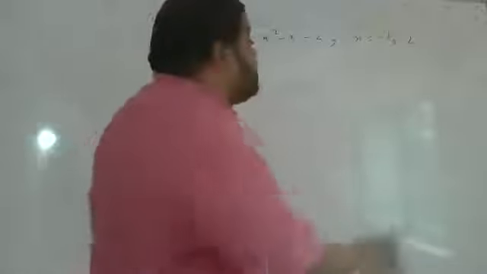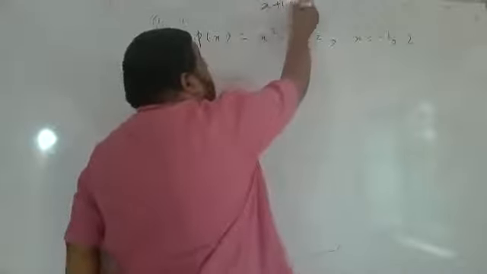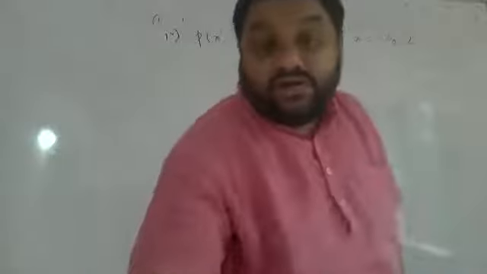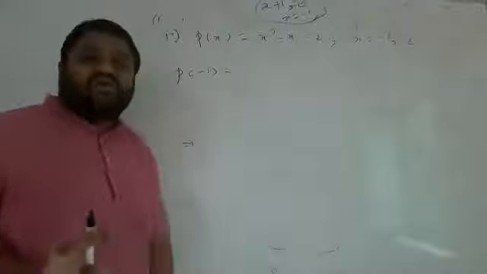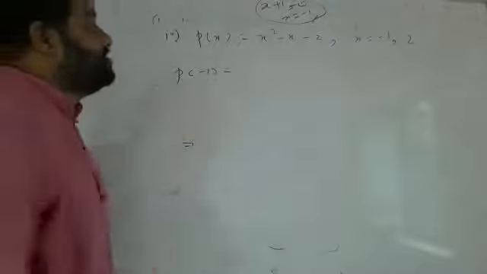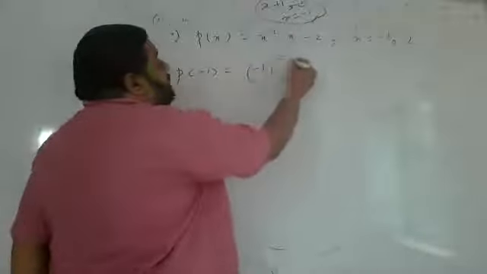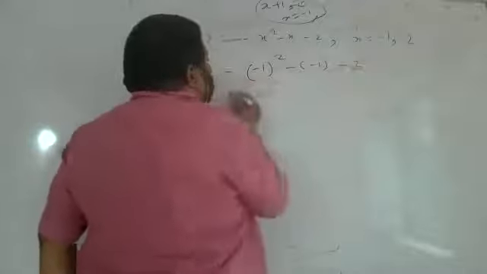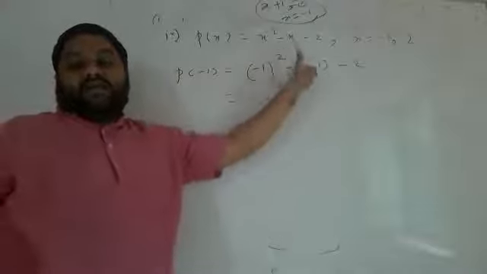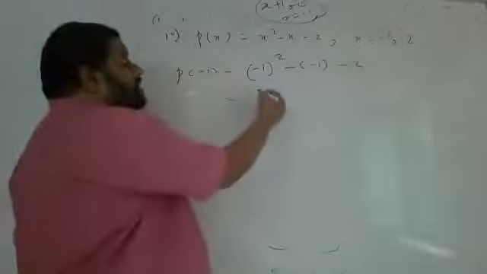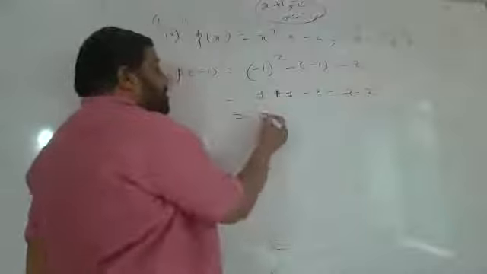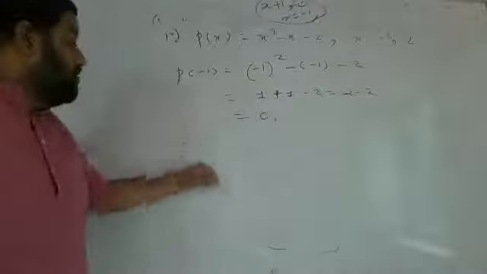If the factor was given, the first factor would be x plus 1. x plus 1 equal to 0 means x is equal to minus 1. Got it or not? No other issue, the same concept. Now listen carefully. P of minus 1 is equal to, in place of x, you put minus 1 square, minus, in bracket, minus 1, minus 2. What is minus 1 square? Plus 1, minus minus, plus 1, minus 2. So it is 2 minus 2, it is 0. P of minus 1 is equal to 0.